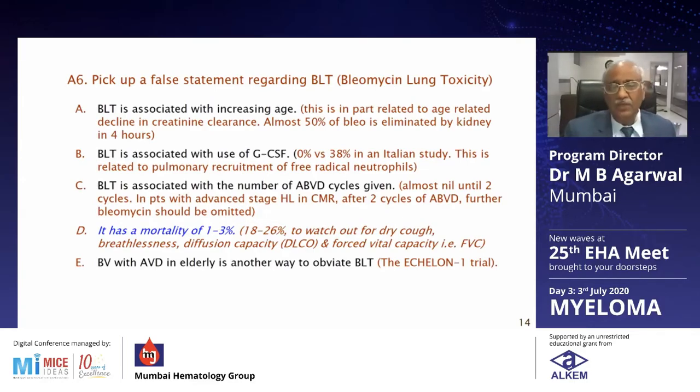The BLT is associated with the number of ABVD cycles. You got it correct. Up to 2 cycles, there is no BLT. And then as the number of cycles increases, the problem increases. That's the reason why after 2 cycles, you do an interim PET scan and drop bleomycin. And especially this is important for elderly people. And lastly, the mortality of this is significant, not that low, 1 to 3%.